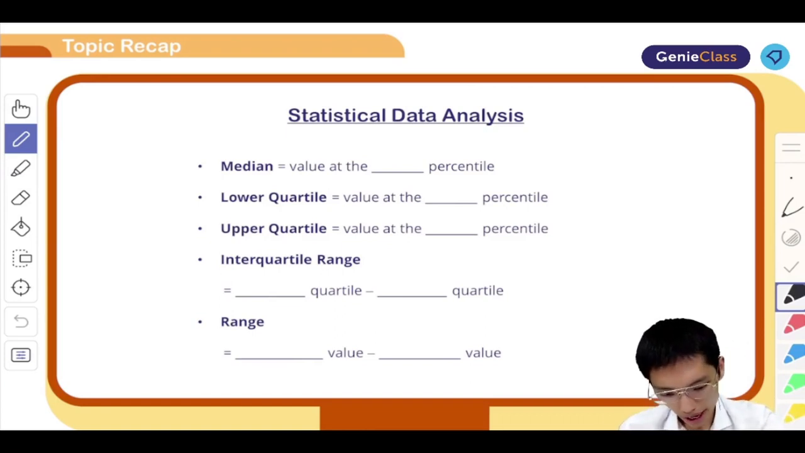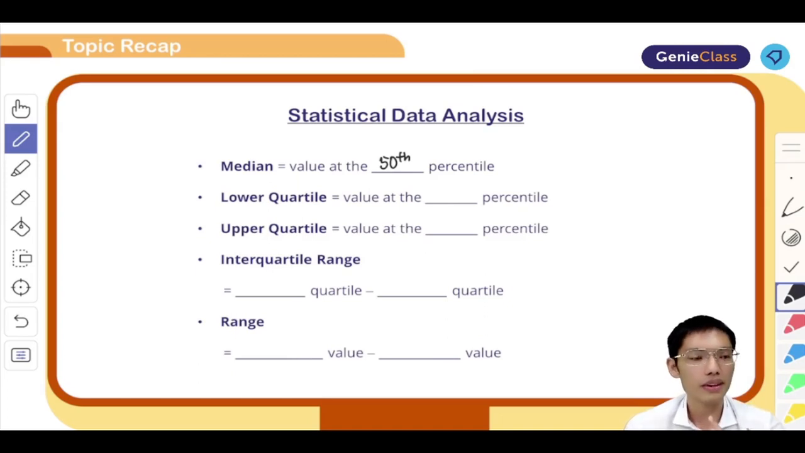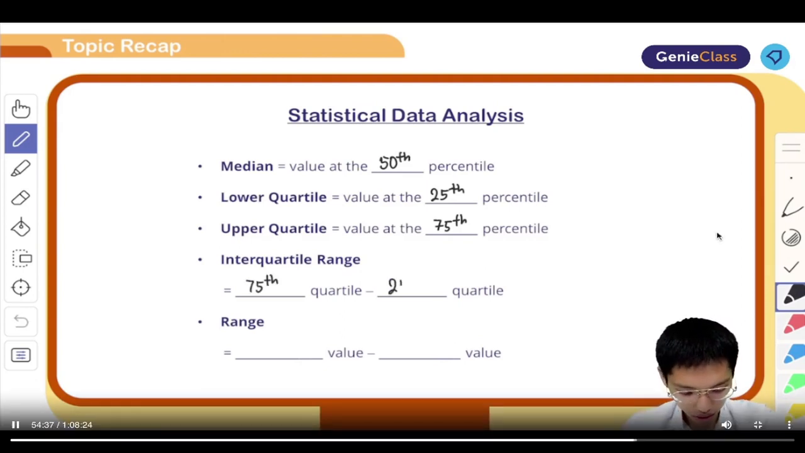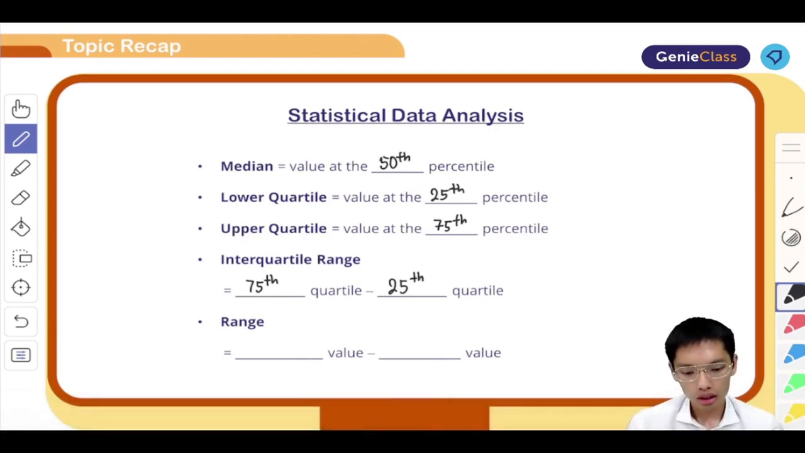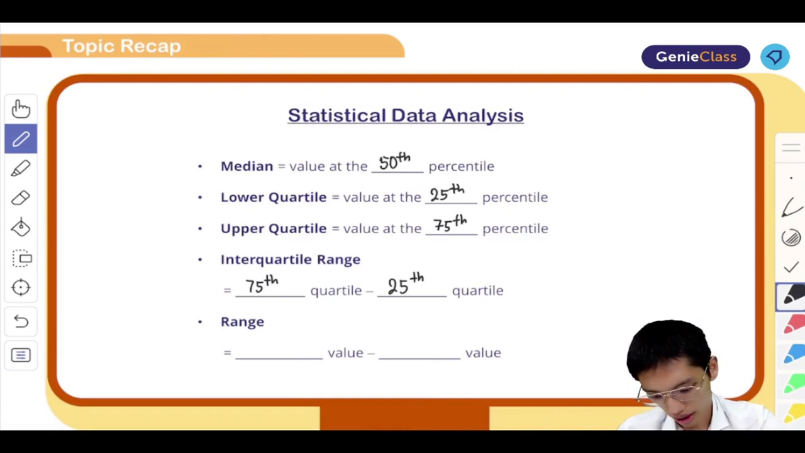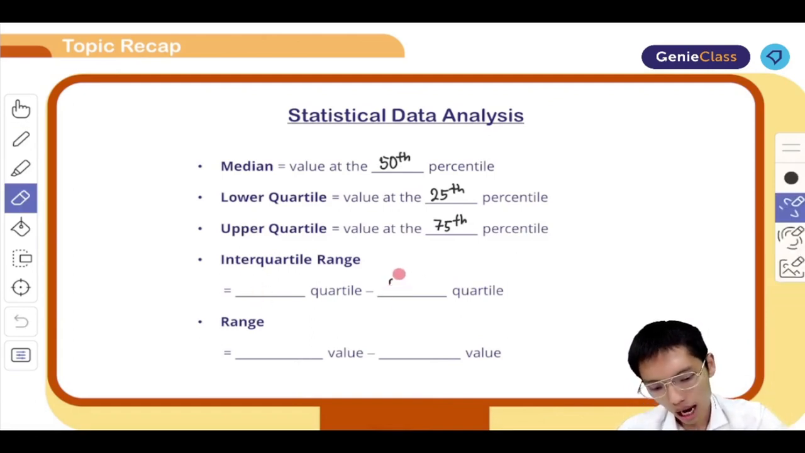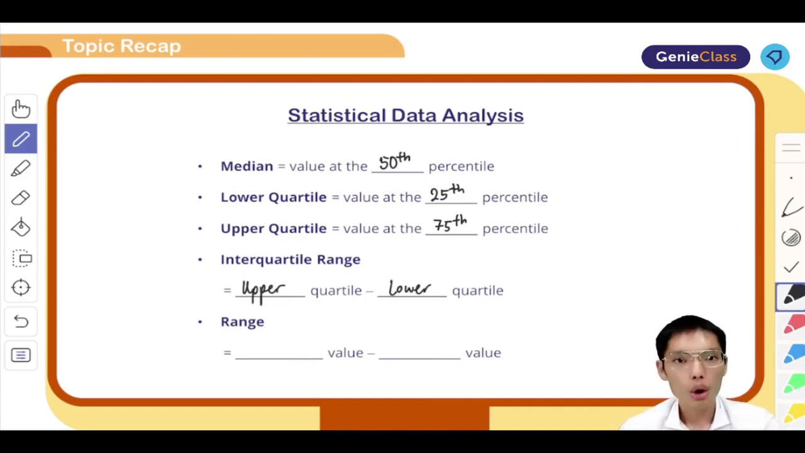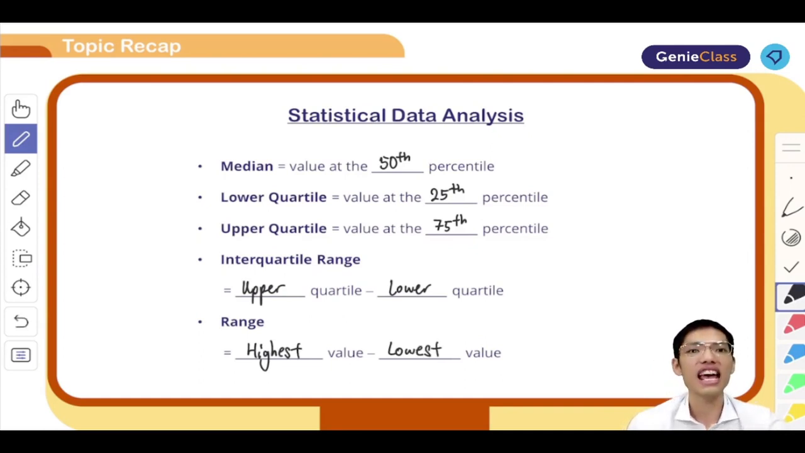Again, a few recaps over here. Value at the 50th percentile is the median. Very good, Chengzheng. Lower quartile, very nice, Chengzheng. Following up nicely. Upper quartile will be the 75th. Interquartile range, in this case, does anybody want to mention? Correct, the third quartile, or in this case, the 75th percentile, minus the lower quartile. In fact, okay, not 75th, sorry for that. It's going to be upper quartile minus lower quartile. Range is the highest value minus the lowest value. Okay, so these are the things we analyze when we talk about statistical data analysis.